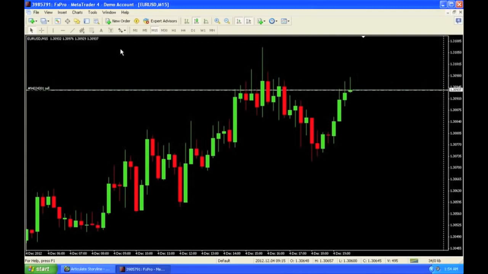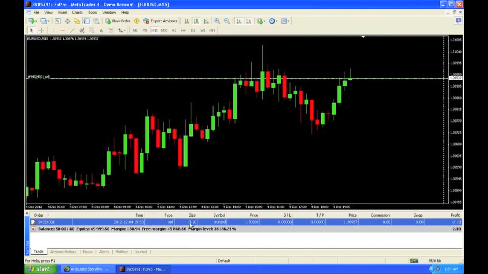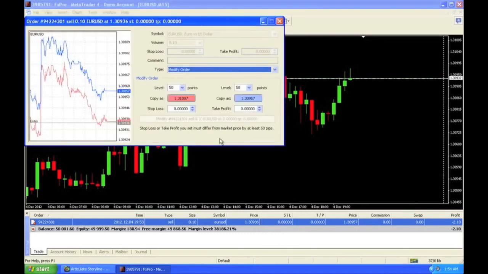Now, here are my running trades. I have a sell at one mini lot for this price, currently running at negative $2, which is approximately negative 2 pips. Now, if I double click this, you can see SL stands for stop loss. TP stands for take profit, also known as limit order. If I want to set these, I just double click it over here, and it asks me where I want to set my stop loss price.